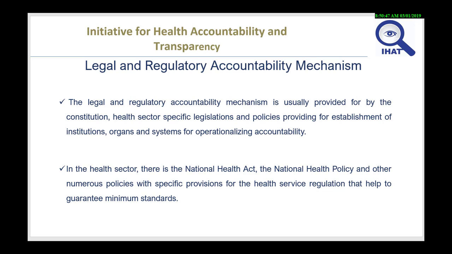There are the legal and regulatory accountability mechanisms. The legal and regulatory accountability mechanism is usually provided for by the Constitution, and there are other health sector specific legislations and policies that provide for establishment of institutions, organs, and systems for operationalizing accountability in the health system. In the health system, there is the National Health Act, the National Health Policy, and other numerous policies with specific provisions for health service regulation that help not only to guarantee minimum standards, but to ensure compliance with ethics, standards, and procedures.